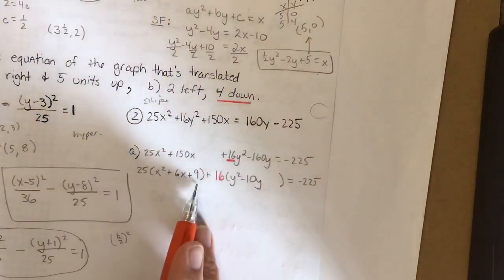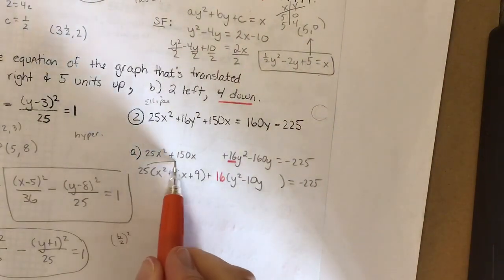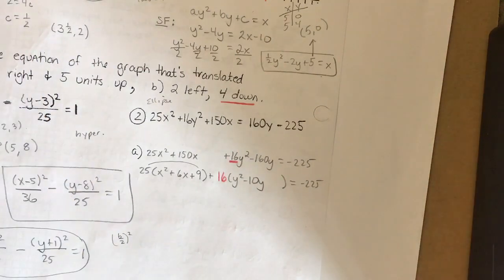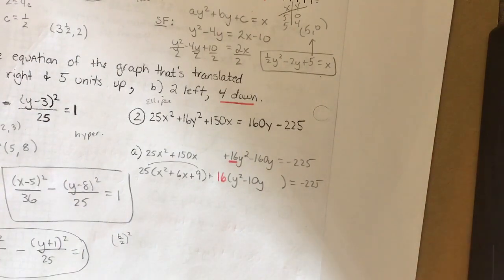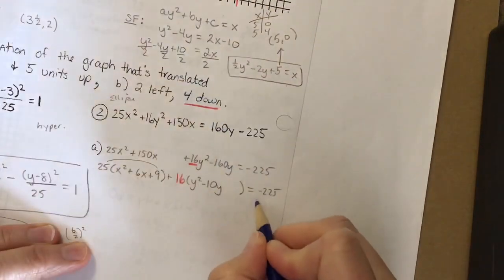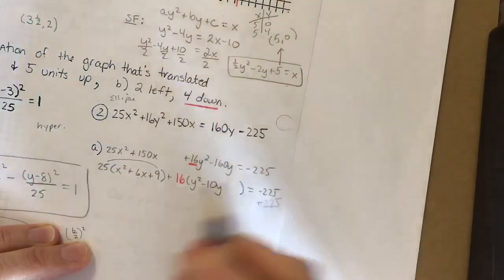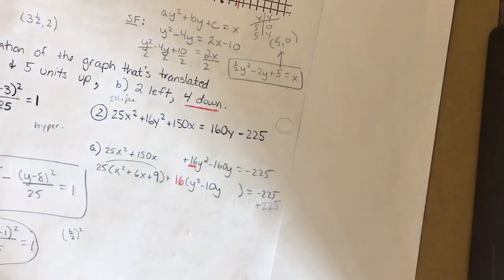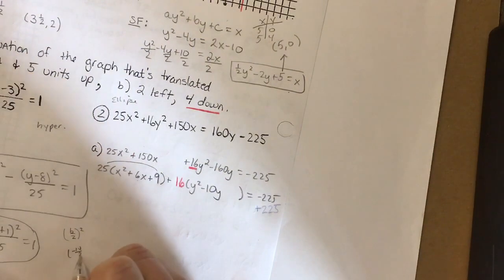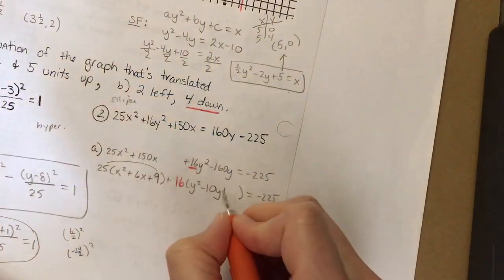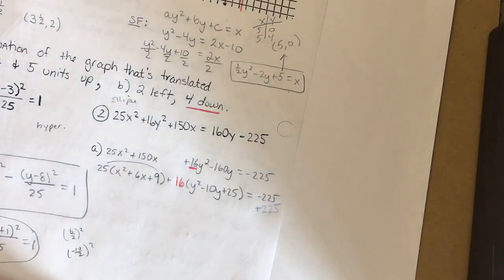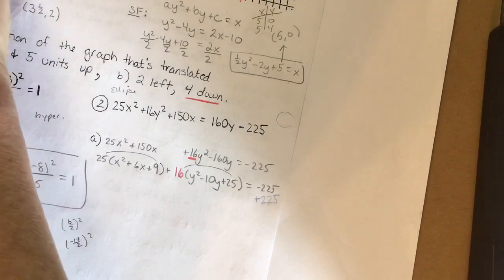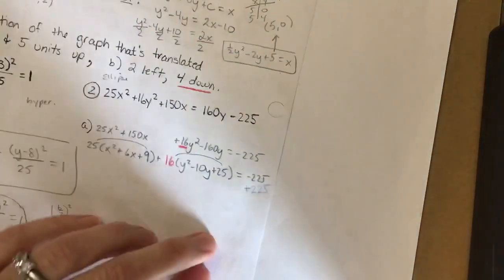Okay. But what did I really add? I really added 25 times 9, which is 225. So I'm going to add 225 to the other side. All right, now I'm going to take my negative 10, divide that by 2, and square it. That's negative 5 squared, which is positive 25. But what did I really add? I added 16 times 25, which is 400. So add 400.